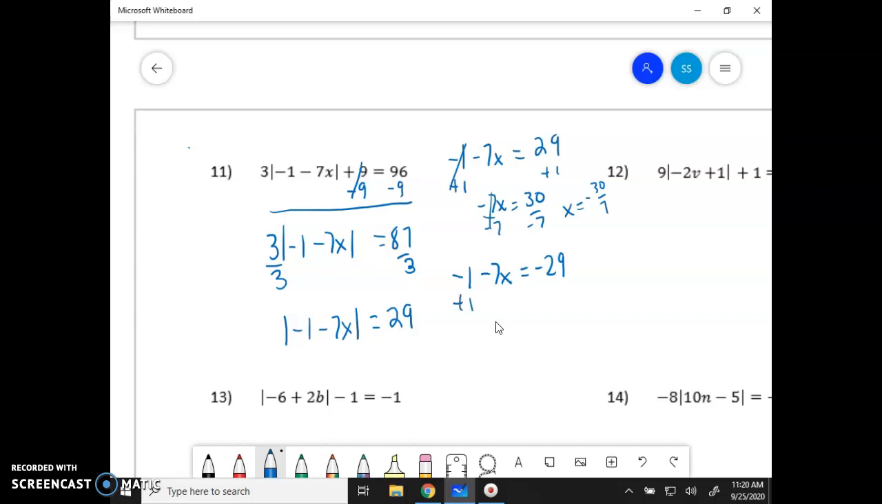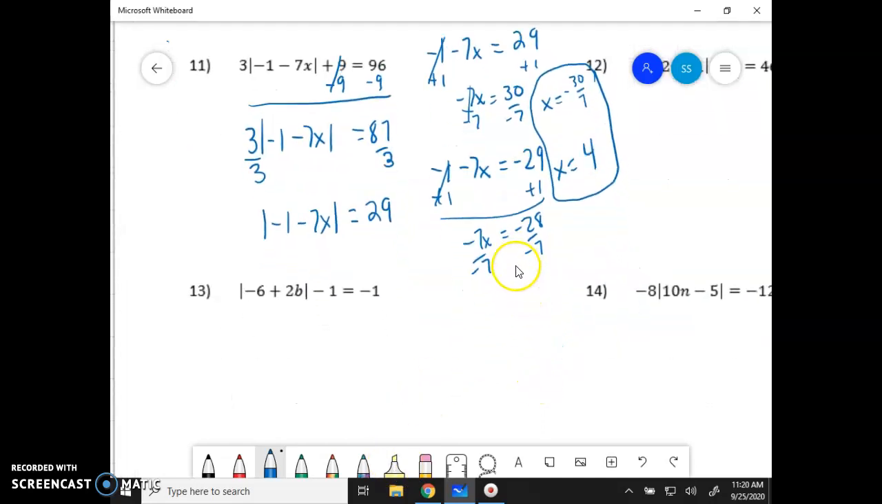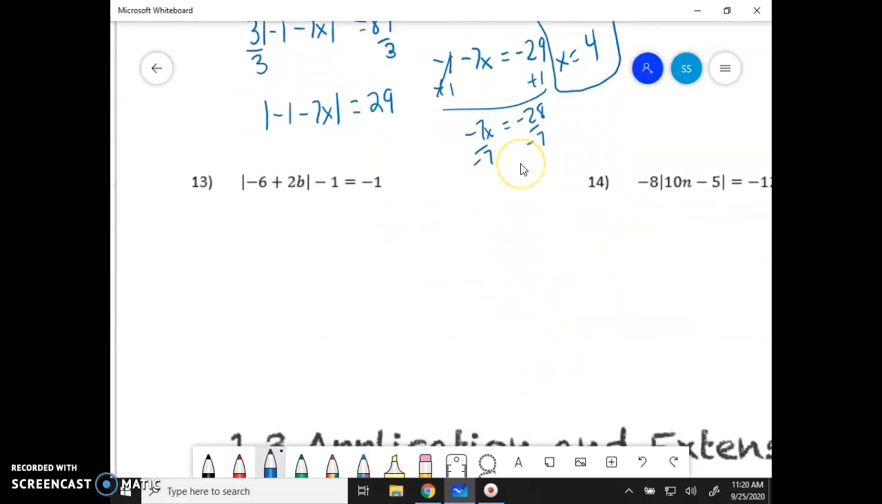And then we're going to add 1 to the next equation. Add 1 on both sides. We're doing the same operations, right? And we're going to get negative 28. Divide by negative 7, divide by negative 7, and we're left with x is equal to positive 4. So there's our two options for x. All right, moving on.